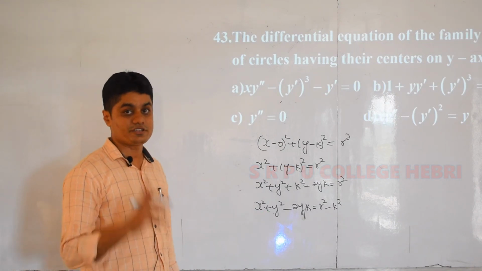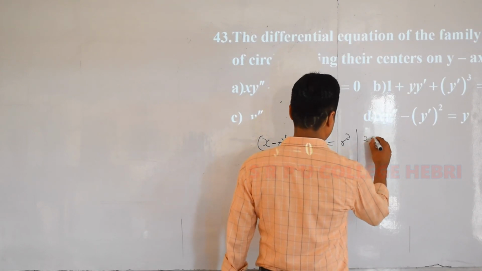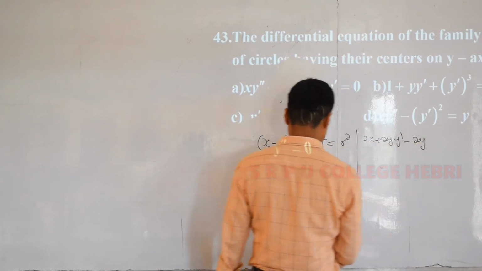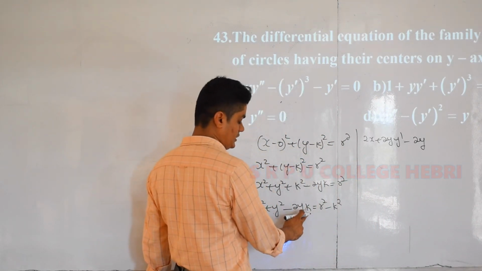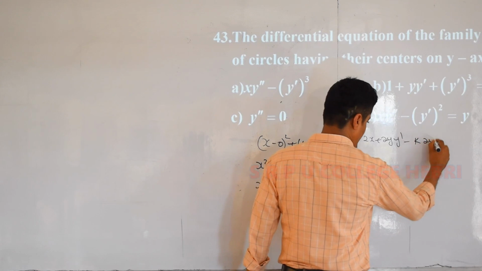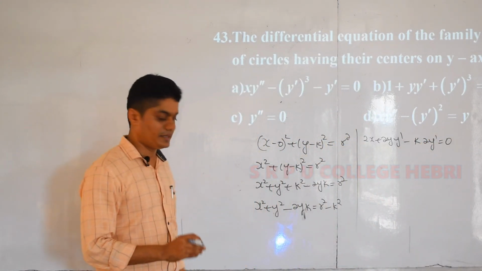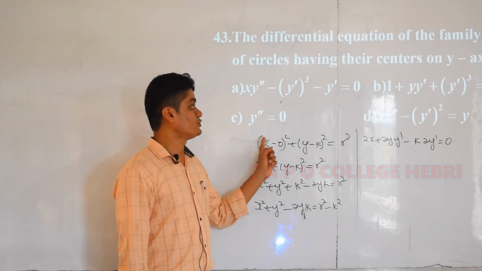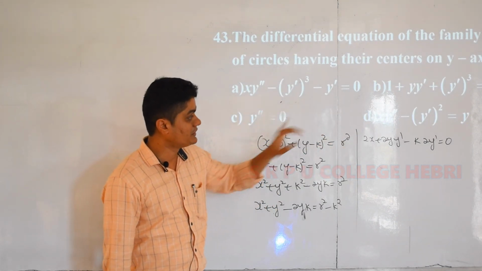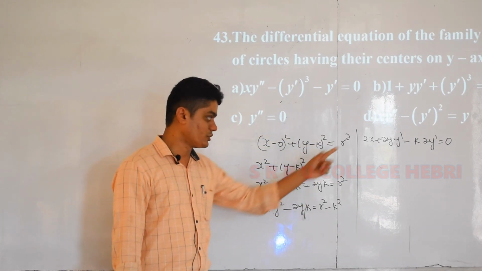But how many times do we have to differentiate? 2 times. So first: 2x plus 2y into y dash minus 2k into y dash, okay, k is there, no? k will come as it is, is equal to 0. Still one variable is there, remember, and you can differentiate 2 times. You can see the options: all options have a second order derivative except option B. In the remaining 3 options there are second order derivatives, so you have to differentiate again.